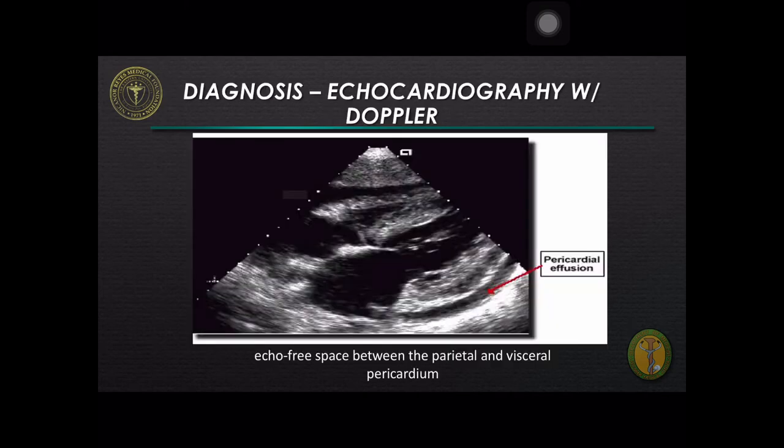This image shows a circumferential pericardial effusion. The arrow points to the echo-free space between the parietal and visceral pericardium.